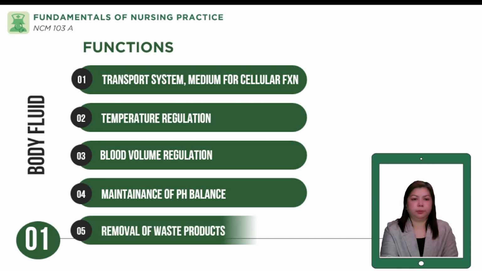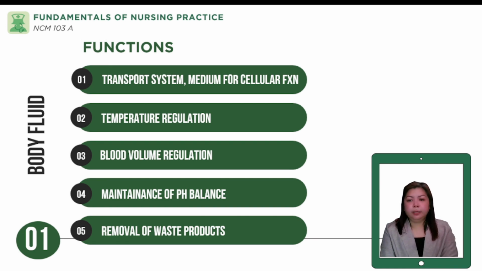And of course, lastly, to remove waste products. So body fluids help remove waste products such as carbon dioxide, as we had discussed last time, and other metabolic byproducts from cells and tissues. These waste products are then eliminated from the body through processes like urine formation. Okay, so primarily these are the major functions of your body fluid.